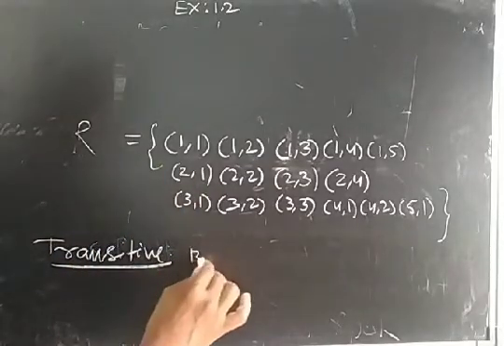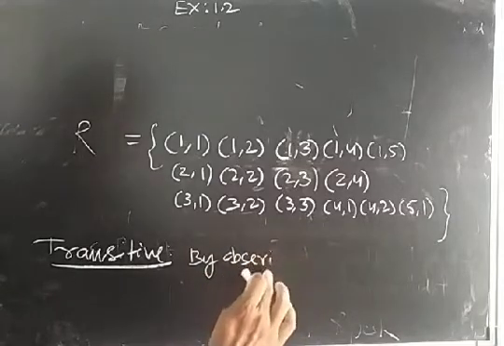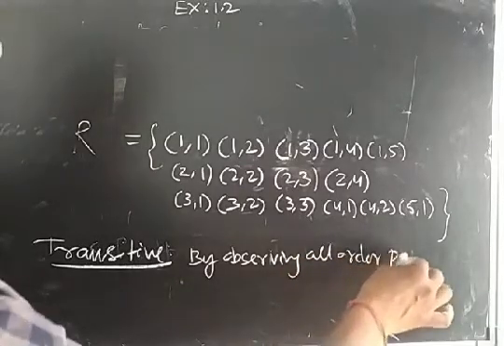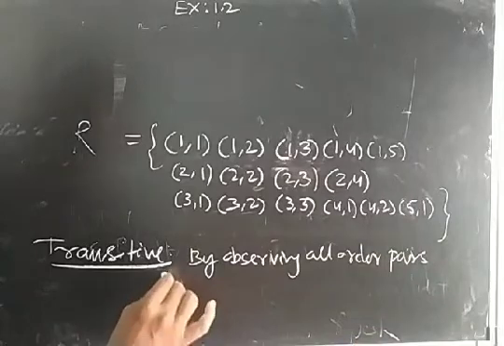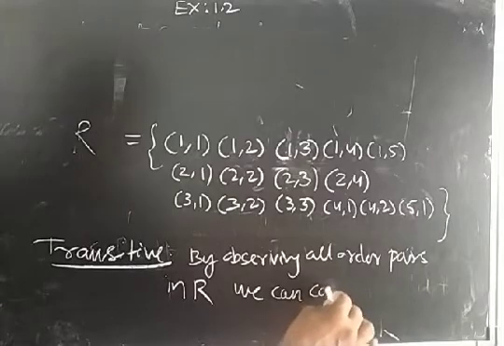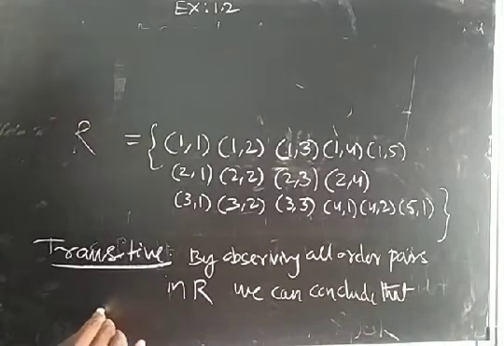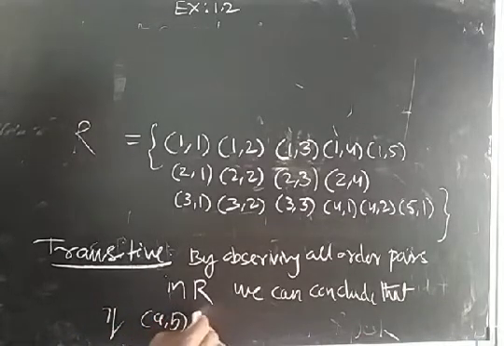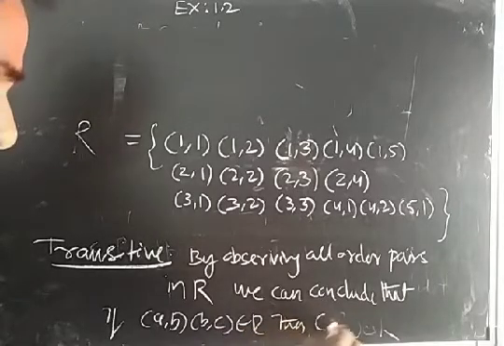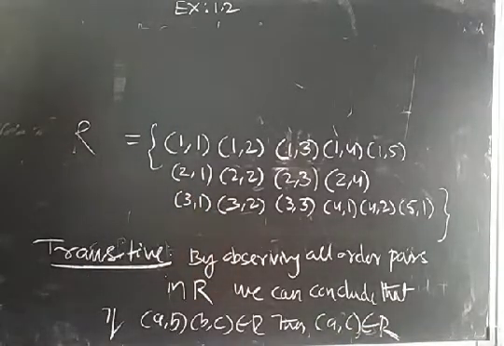transitive condition. Again by observing all ordered pairs in R, we can conclude that if any two ordered pairs (a, b), (b, c) exist in R, then the new ordered pair (a, c) also belongs to R. Therefore we can write R is transitive, right?